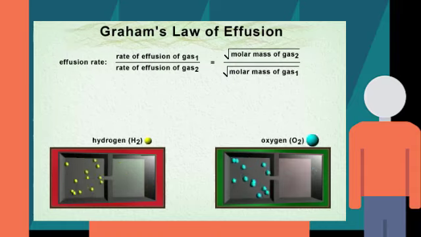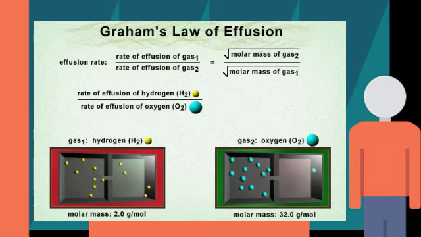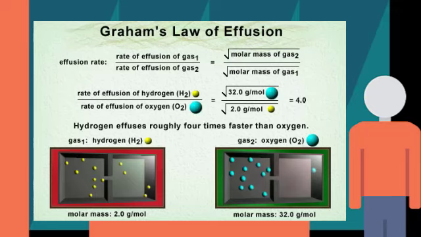Compare the effusion rates of hydrogen and oxygen. The molar mass of hydrogen is 2 grams per mole, and the molar mass of oxygen is 32 grams per mole. If hydrogen is gas 1 and oxygen is gas 2, then the molar masses can be substituted into the equation so that the square root of 32 is divided by the square root of 2. The answer is 4, which means that hydrogen effuses roughly 4 times faster than oxygen.